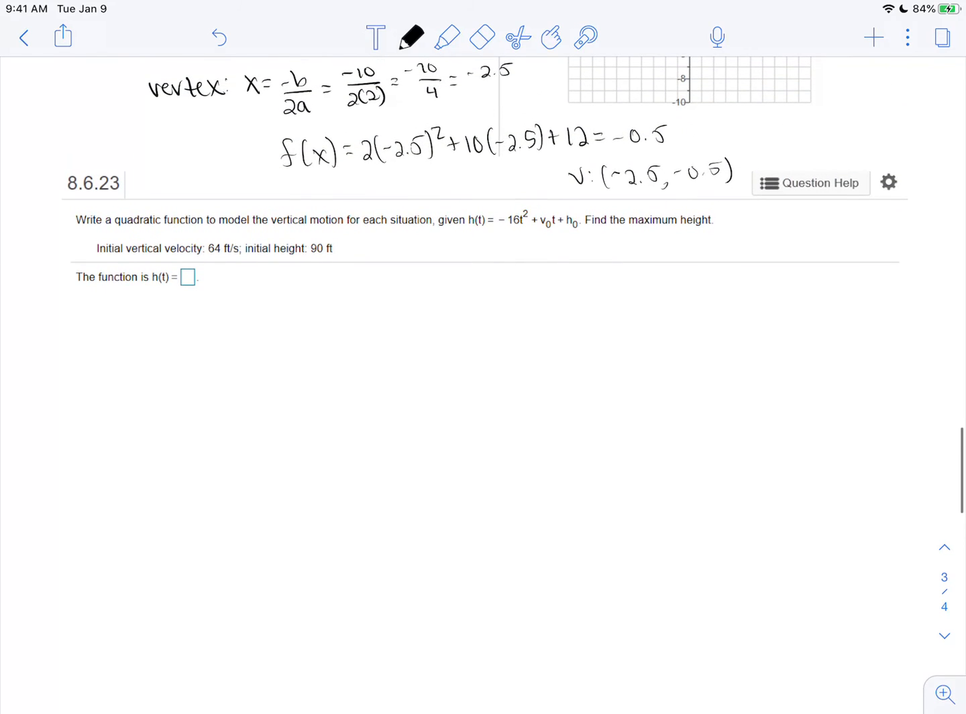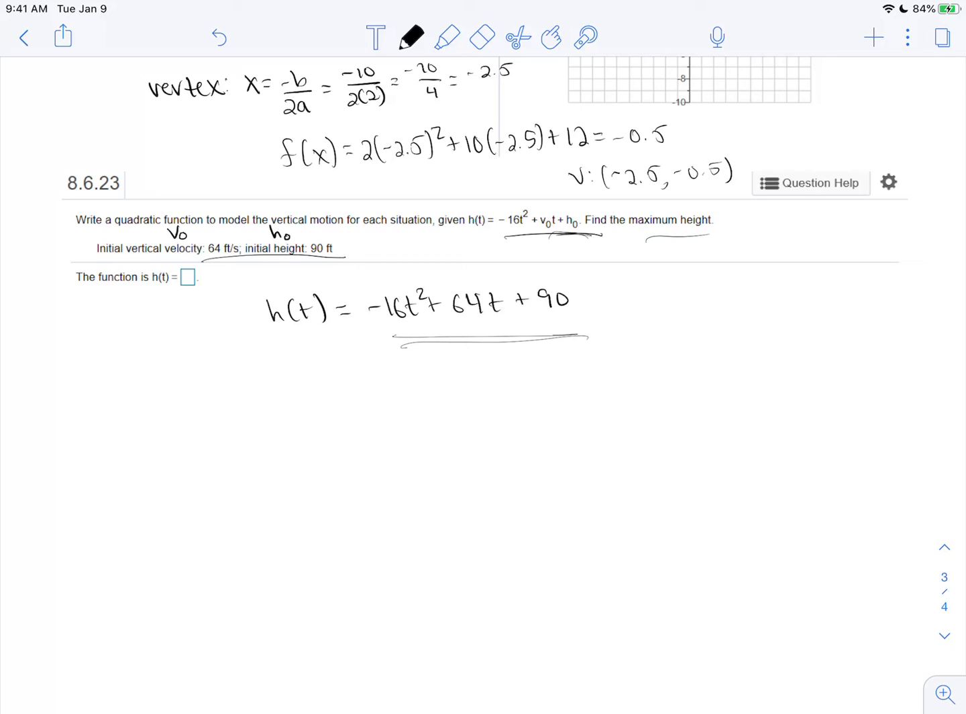All right, then last question, we're writing the equation for this quadratic given this information. Well, luckily the equation's stated right here, right? So we just have to plug these values in. The initial vertical velocity, that's v sub 0. The initial height, that's h sub 0. So we have h of t equals negative 16t squared plus 64t plus 90. Now be sure to use the variable they give you. So since it says t in the equation, I'm using t when I write the equation here. Be sure to include t and don't do x. I know you guys are used to writing x.